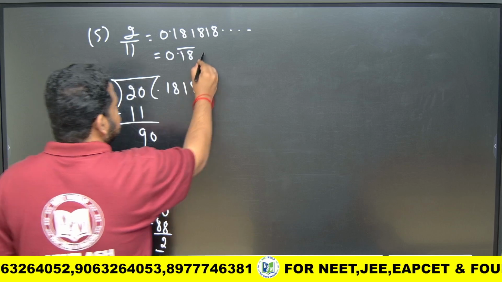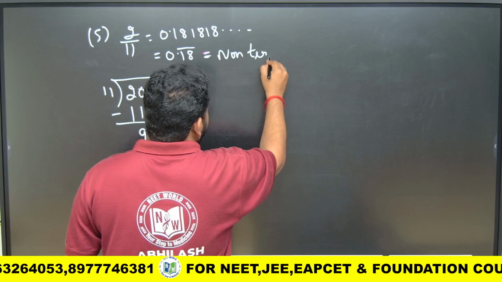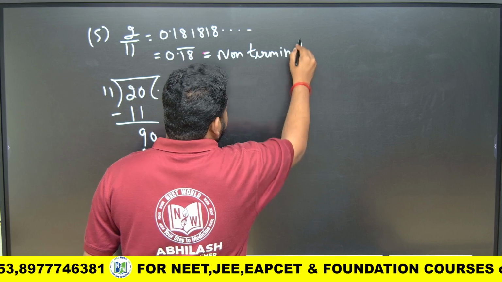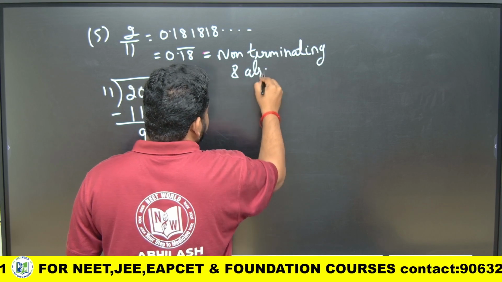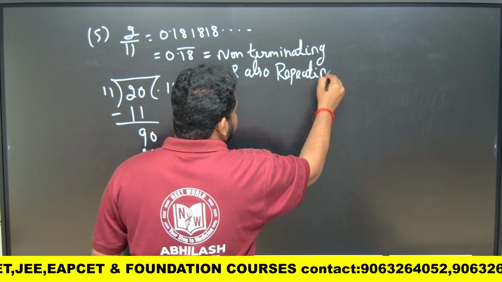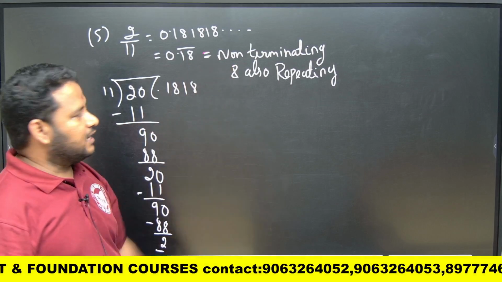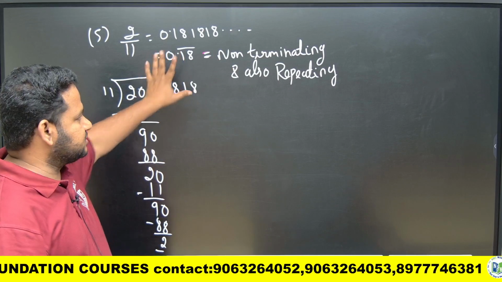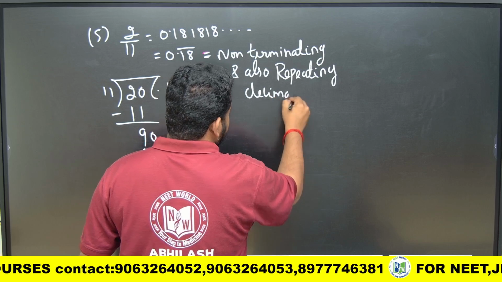So this is non-terminating and also repeating. Got it? This is a non-terminating and also repeating decimal, you have to write it. That's all is the answer to this question.